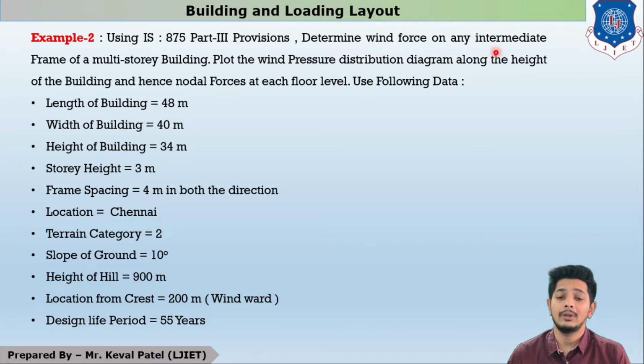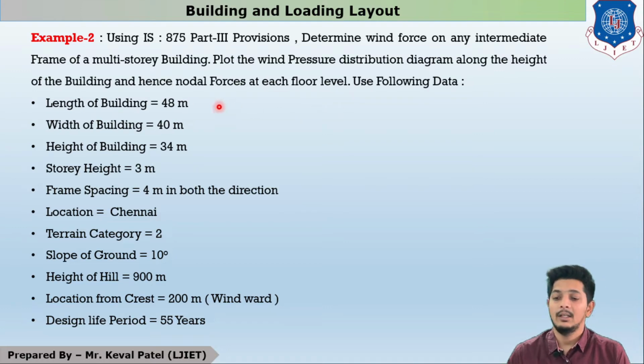Determine wind force on any intermediate frame of a multi-story building. So multi-story building and any intermediate frame to be taken. Plot the wind pressure distribution diagram the same way we did along with the height of the building, and hence nodal forces at each floor level should be found out. So same way we did in the previous problem, we have to do that, but the only difference is what? Angle is greater than 3.